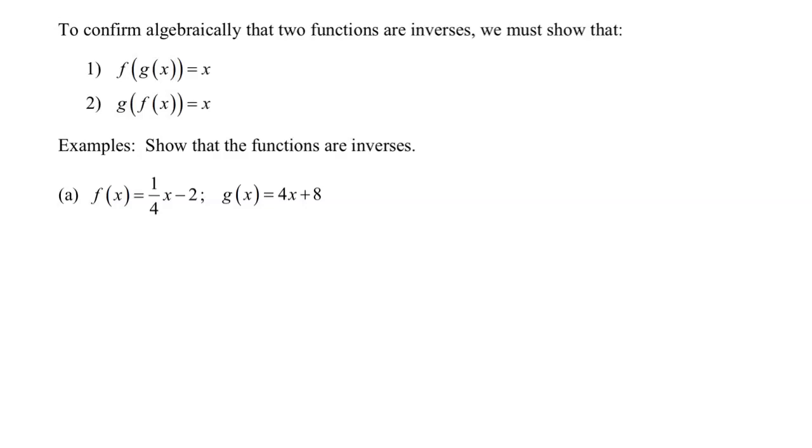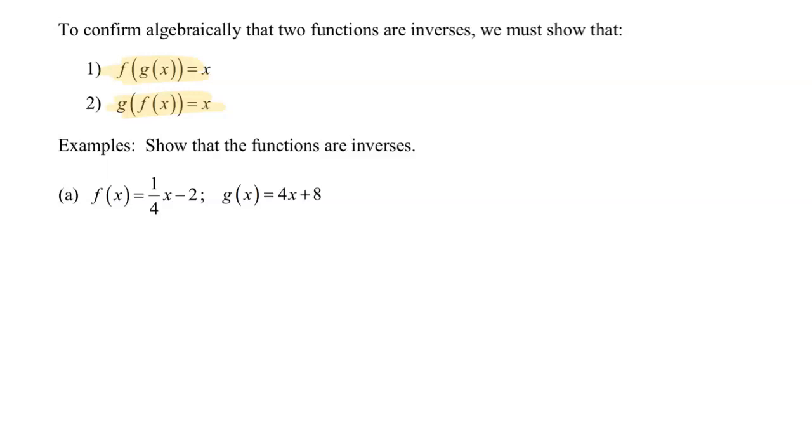All right, lastly, in section 1.5, I want to show you how to confirm algebraically that two given functions are inverses. And there are two things that we're going to have to show in order to accomplish this. And it's going to go back to our skills that we learned in section 1.4. We're going to first of all have to show that f of g of x is equal to x, and that g of f of x is also equal to x.